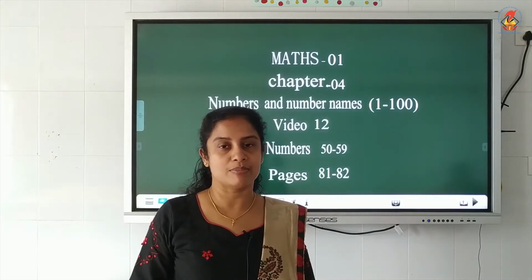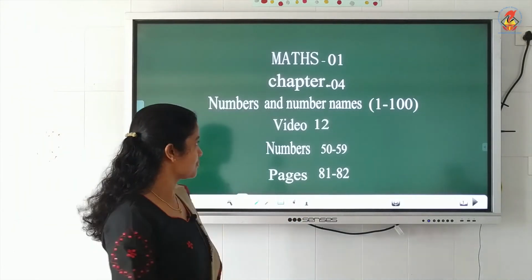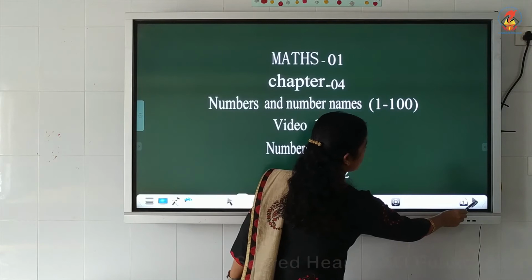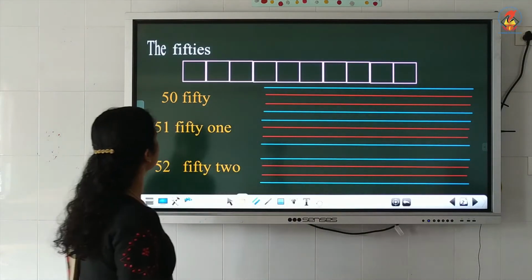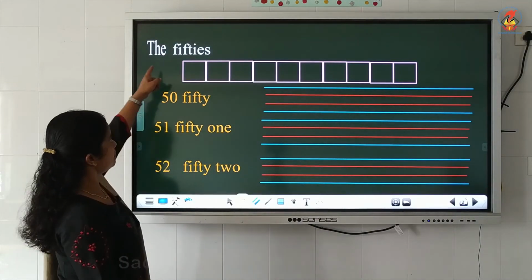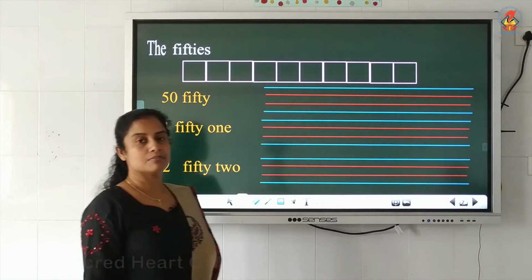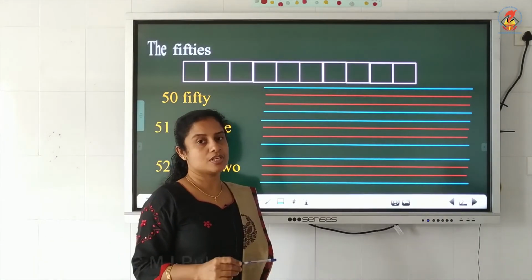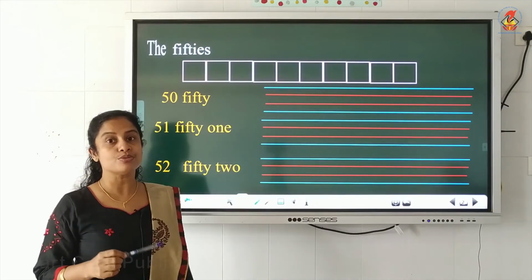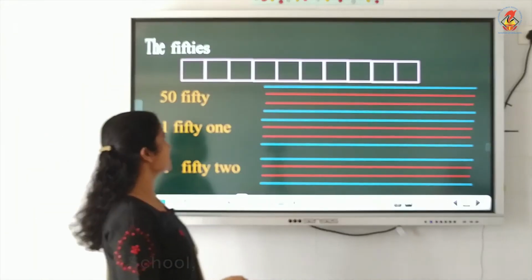Today we'll study the family of 50s. So children, look into the board. So here the 50s. First we will write the numbers 50s. Okay, 50s means from 50 to 59. So what is the first number?